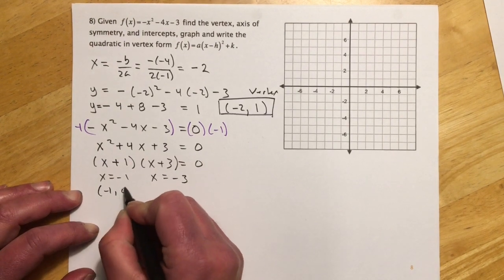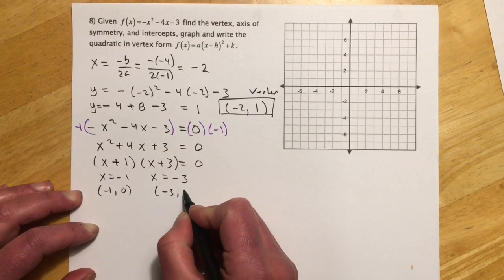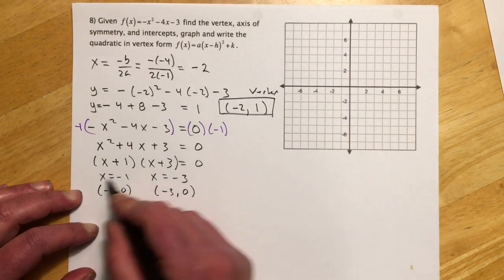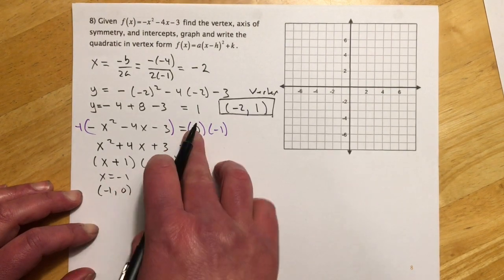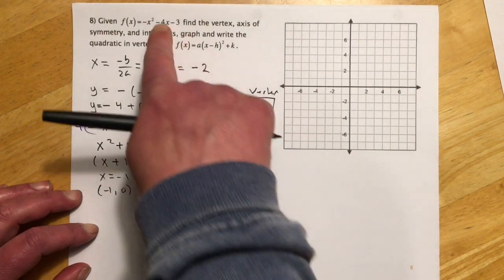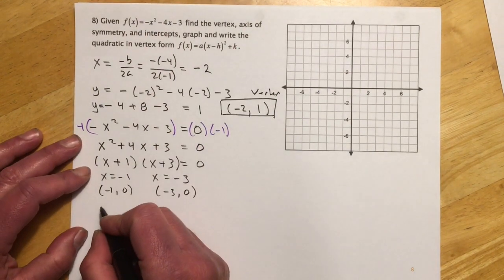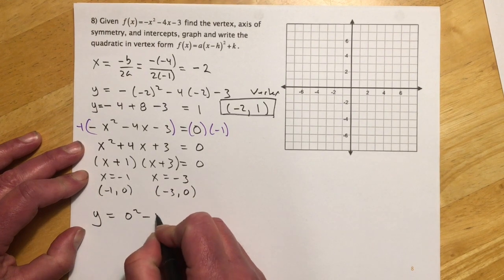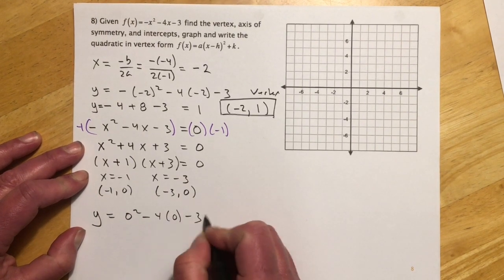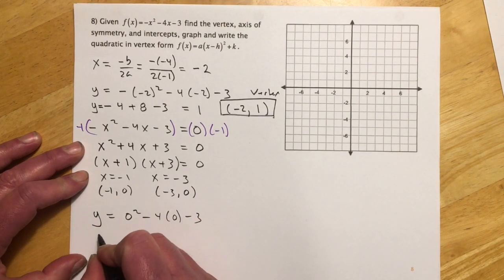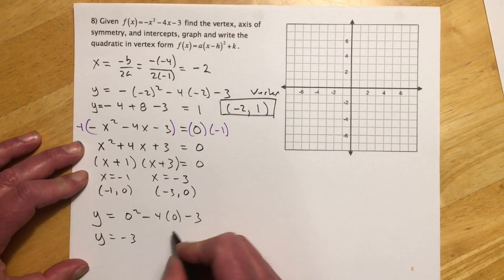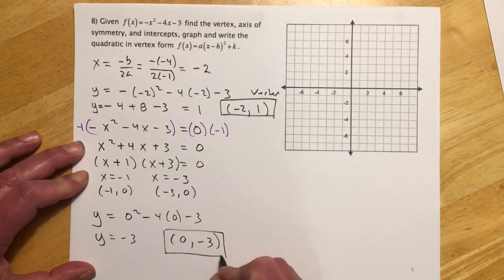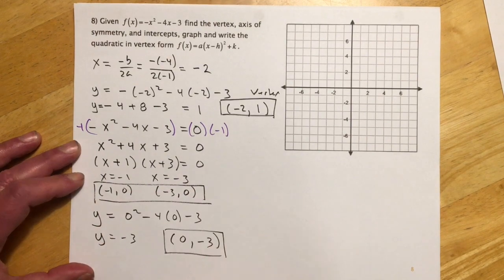And again, those are negative 1, 0 and negative 3, 0. Lots of times people graph negative 1 and negative 3 and make a point, and those are both x's. So remember, we let our y equal 0. To find our y-intercept, much easier from this form. So now we just say y equals 0 squared minus 4 times 0 minus 3, and it's always this number on the end in standard form. So y equals negative 3, and that is when x is 0. So there's our y-intercept, there's our x-intercepts.